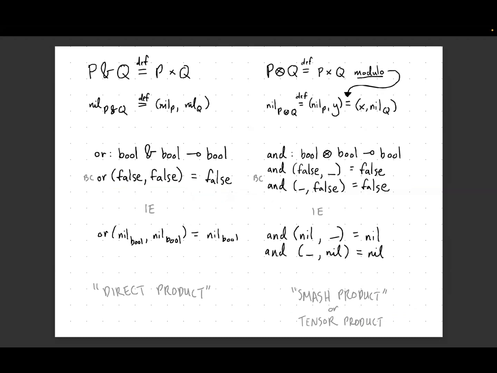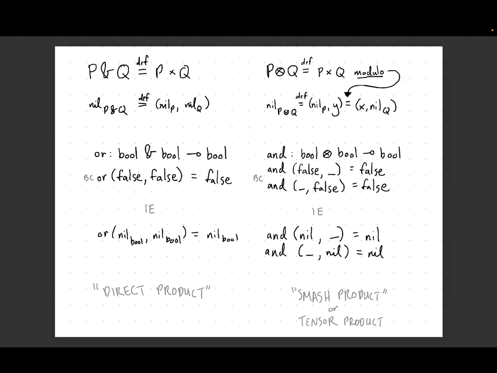The direct product of P and Q is going to have as elements precisely pairs of a P and a Q. And nil is going to be the pair of two nils, right? This is the obvious way to define a product of pointed sets, right? Nil is nil comma nil. Or is a point preserving map out of this direct product because it preserves nil comma nil, right? Or of false comma false is false. And is more interesting, and it's going to take a different type.